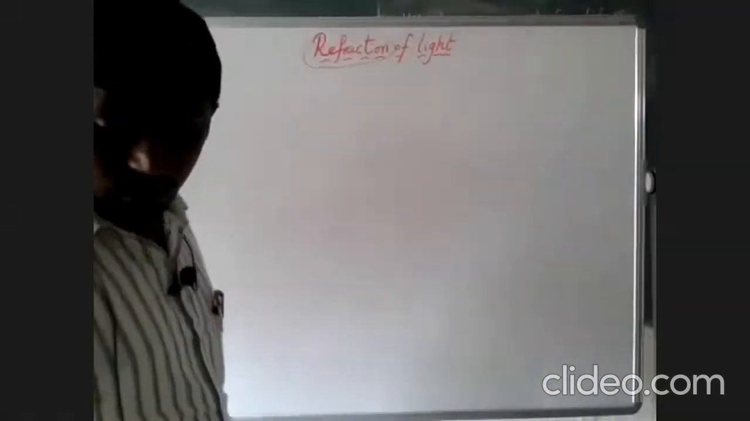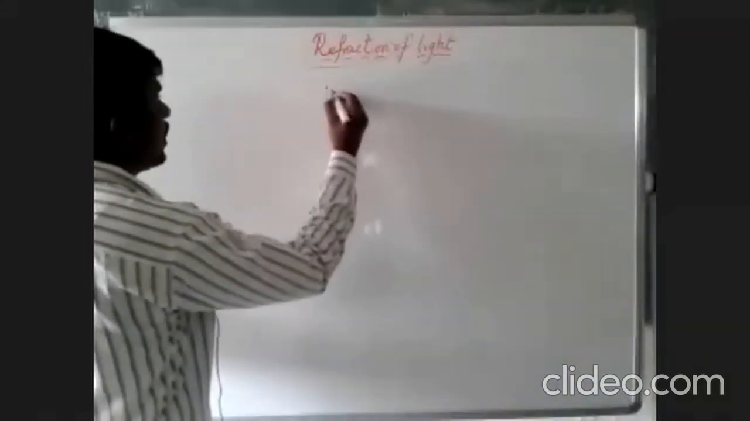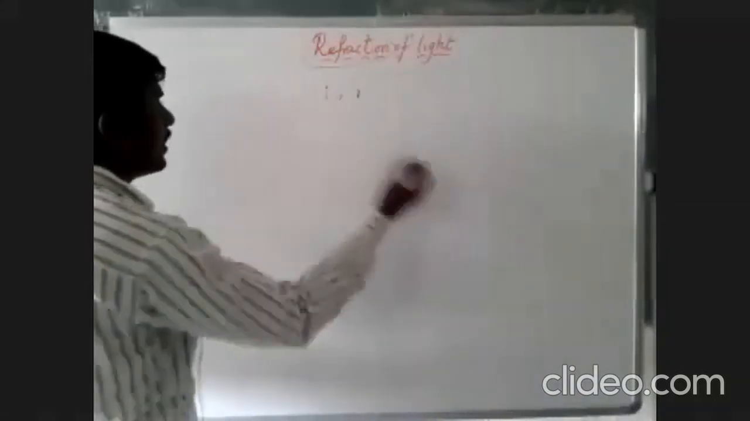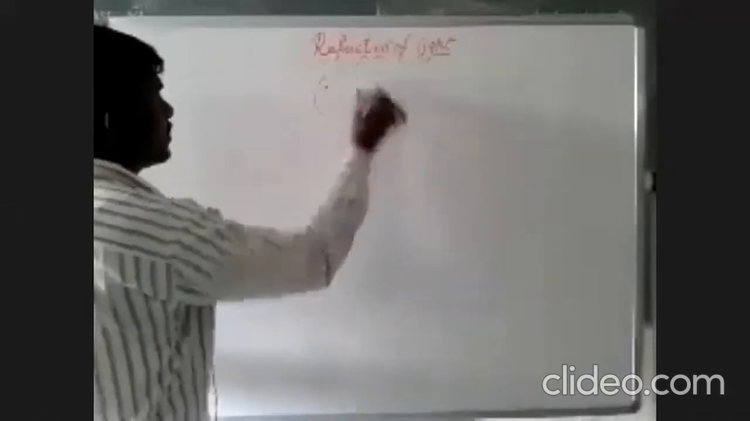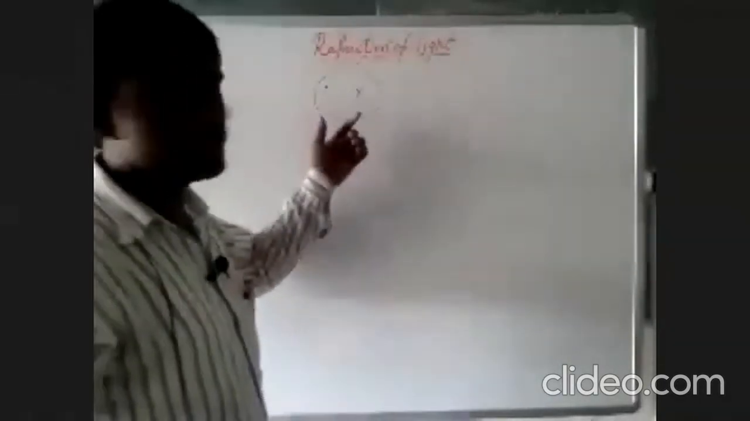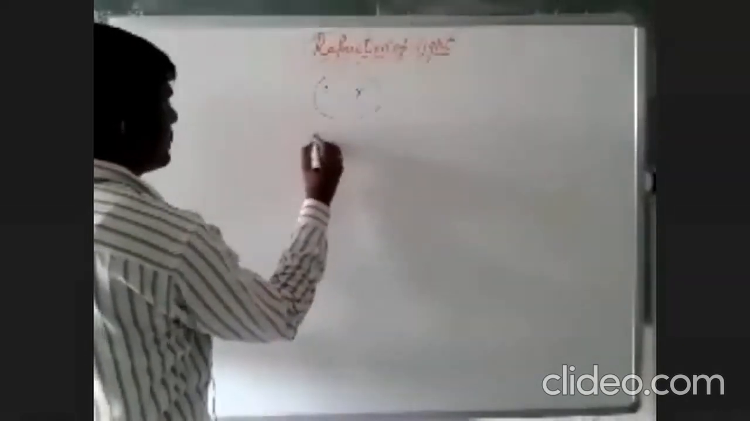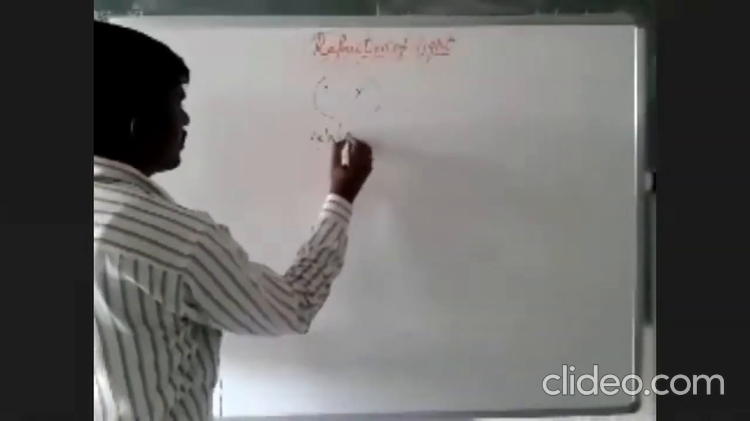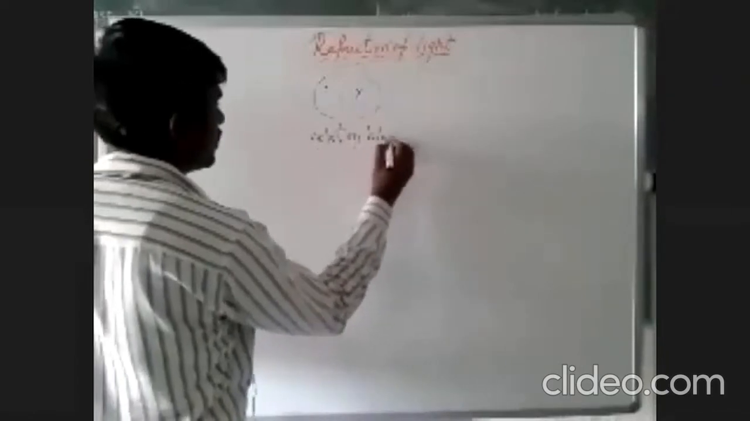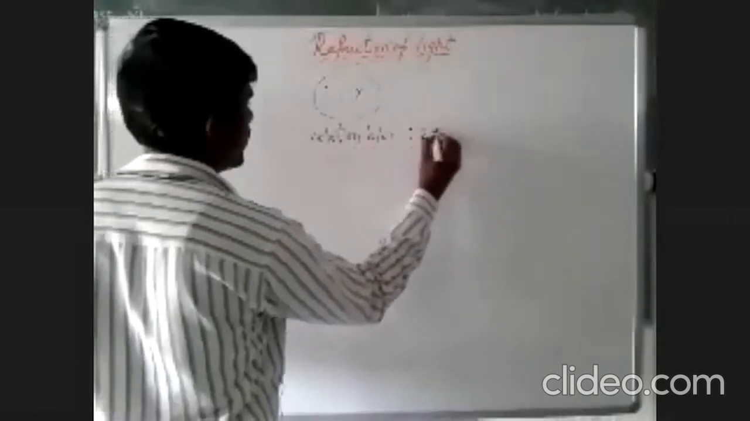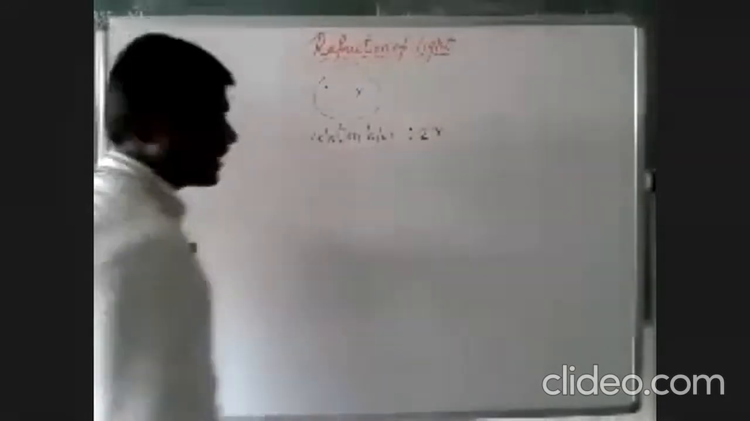Now let us see experimentally what is the relation between the angle of incidence and the angle of refraction. Now what we are going to discuss here is the relation between angle of incidence and angle of refraction.